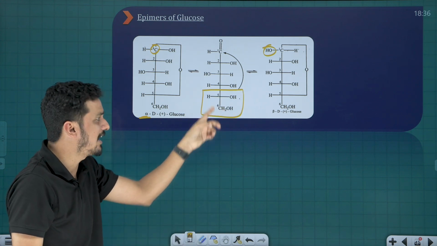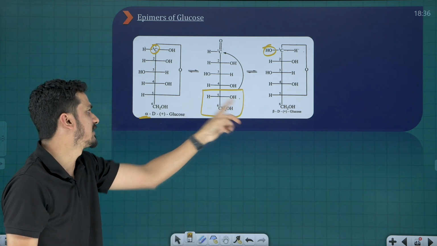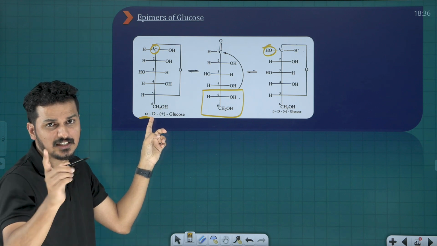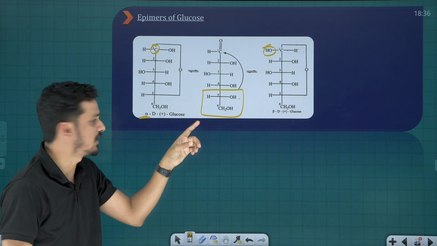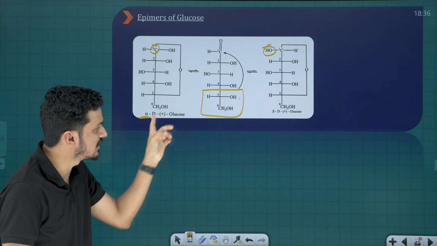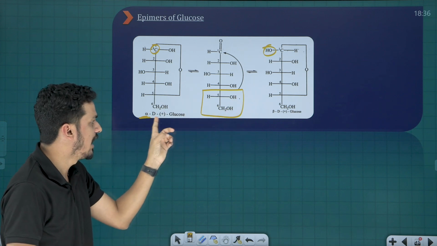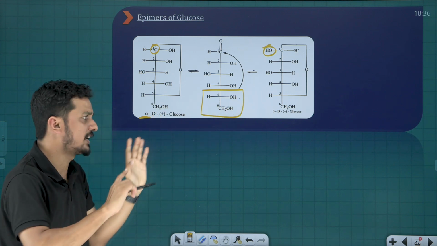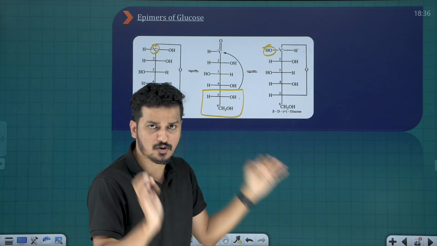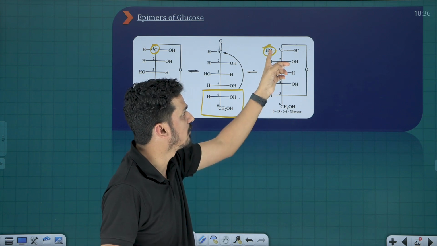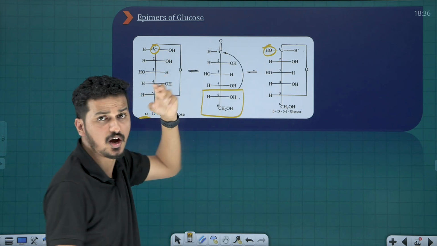The second last carbon, if that OH is on the right-hand side, it is D. That is related to lactic acid format and all. So here this is D, with OH on the right-hand side, and plus means dextrorotatory. Glucose is dextrorotatory only. Beta comes from here, the anomers. You have to remember that.